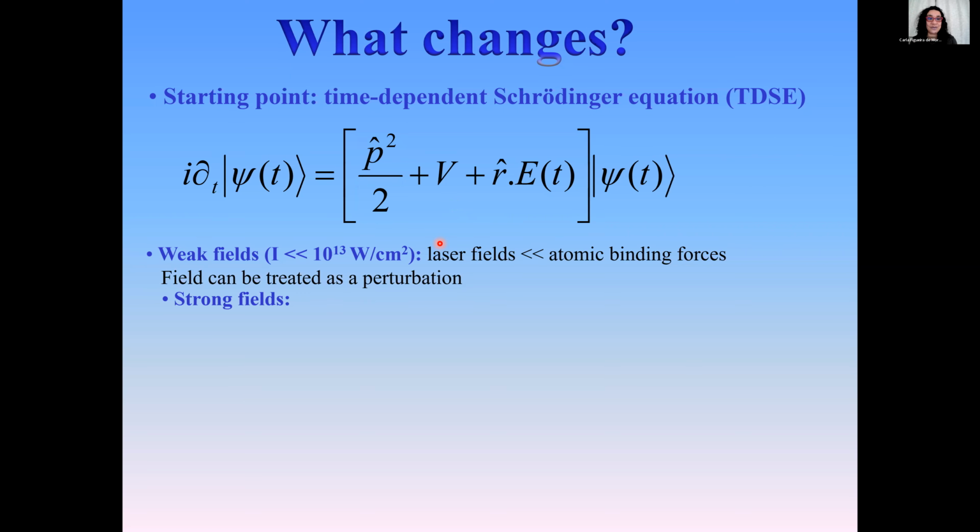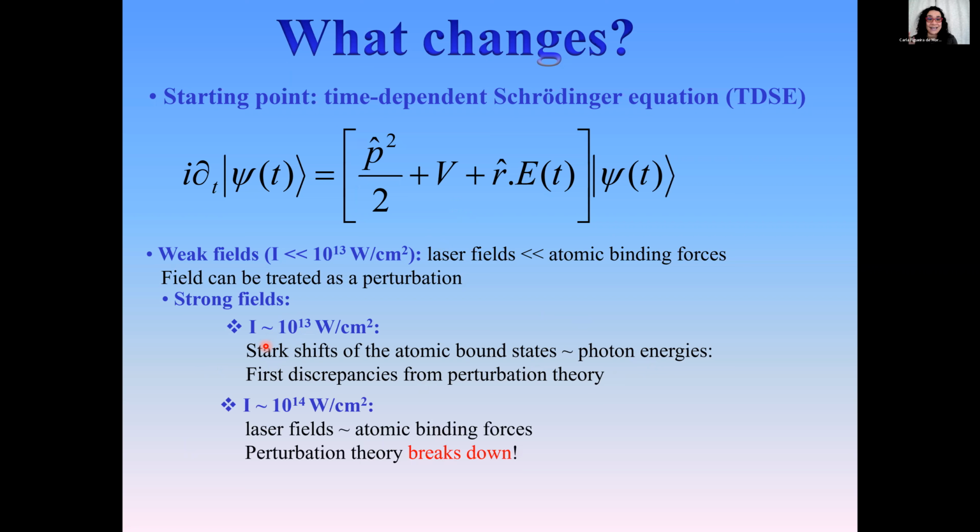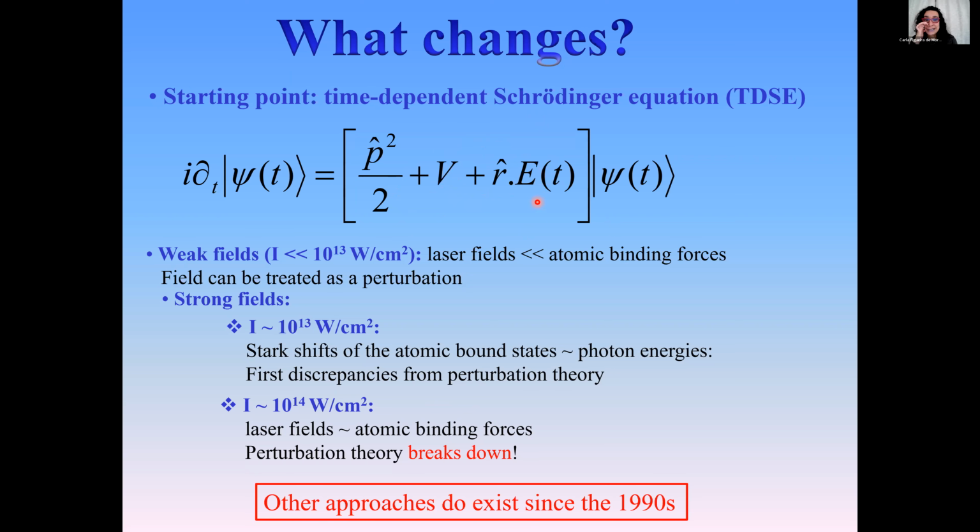And for strong fields, people started to observe trouble already in the 1980s, 1990s, because the Stark shifts started to get closer to the photon energy, so there were huge distortions and there were discrepancies. Now, if you come to a situation in which laser fields are comparable to the atomic binding forces, then perturbation theory is going to break down because these things are comparable. So how do you deal with that?